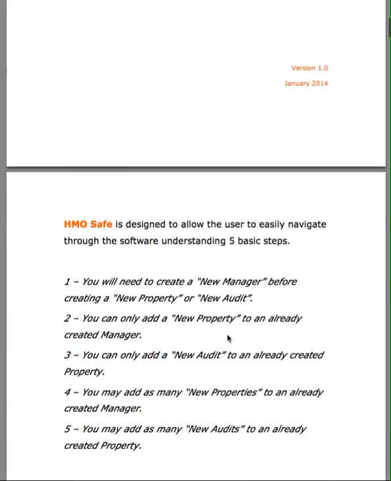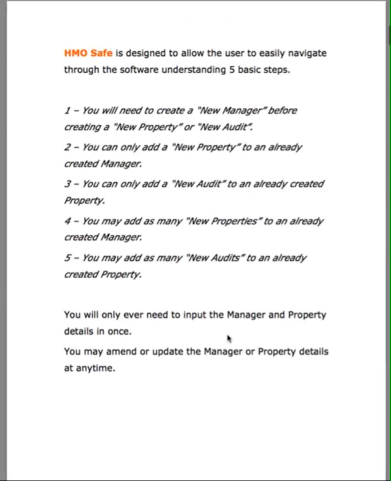Now, before we get started, there are some basic precepts that, when you understand these, will make sense of the software. Number one, you need to have created at least one new manager before you create any new properties or new audits, and that would be the manager record for yourself. You can only add a new property to an already created manager. You can only add a new audit to an already created property. So it goes manager, property, audit.